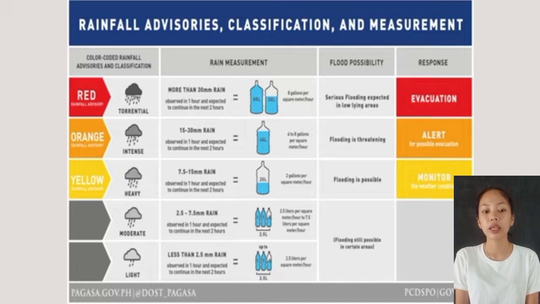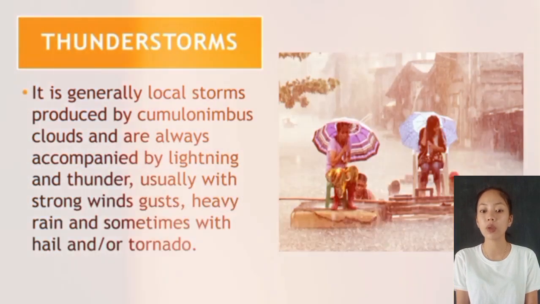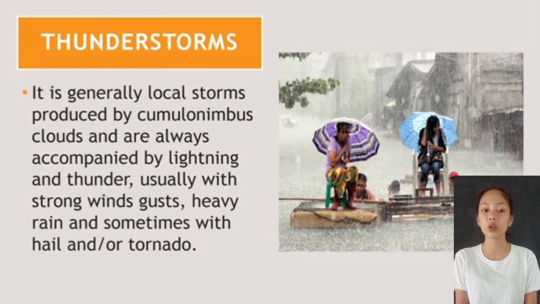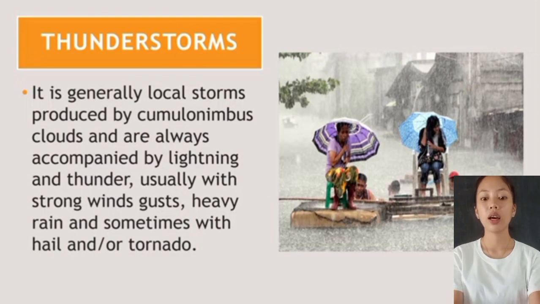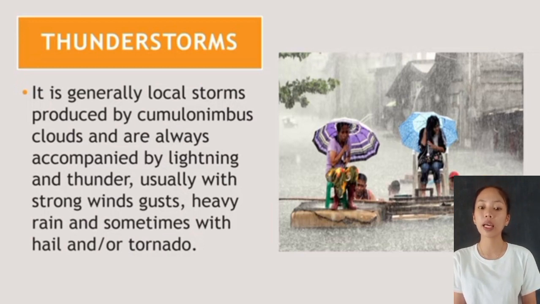The next hazard associated with hydrometeorological is what we call thunderstorm. Thunderstorm is a generally looking storm produced by cumulus clouds. Ito yung mga malalaking ulap at the same time yung mga maiitim na kaulapan na maaaring mag-cause ng lightning, thunder, strong wind gust, and heavy rainfall. Okay? Usually, magkakaroon dito ng hailstorm or what we call as tornado.